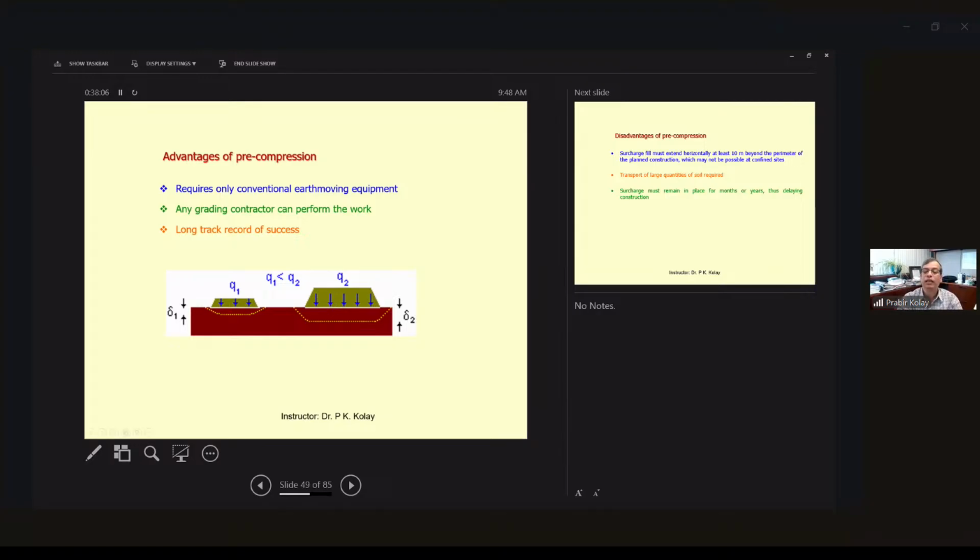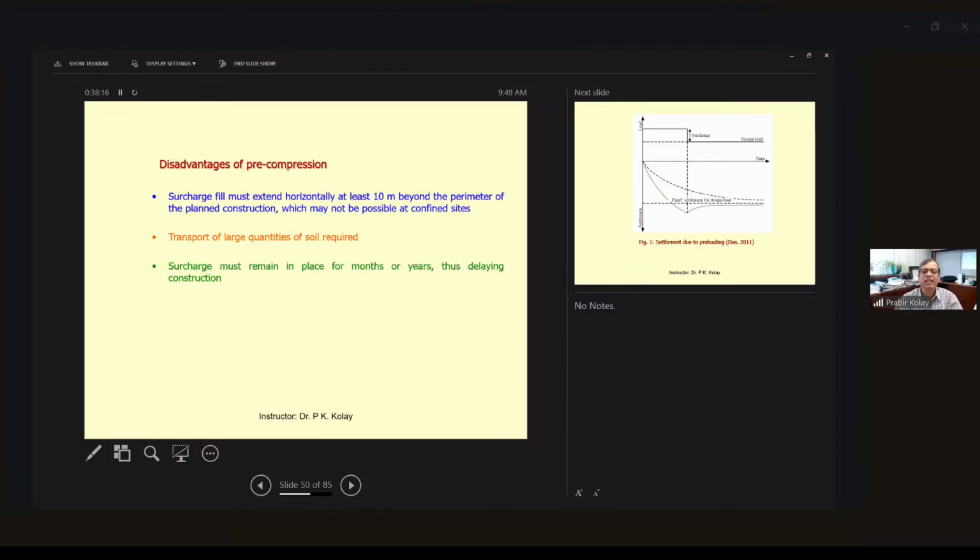Okay, you see the Q1 and Q2, so obviously more load, settlement is done. So then the actual structures is going to undergo less settlement. Disadvantages: surcharge fill must be extended at least 10 meters beyond the perimeter of the plant surface, plant construction. So you have to go a little bit wider. Transport of large quantity of soil is required. Sometimes it is not locally available.